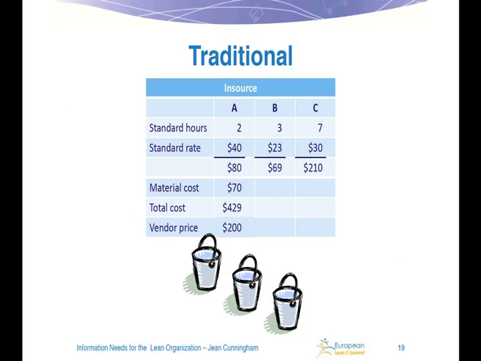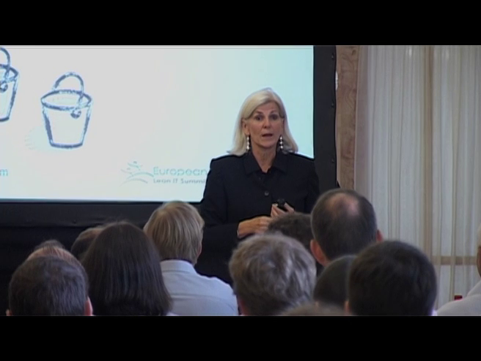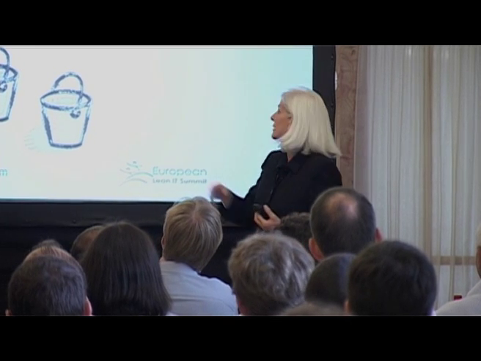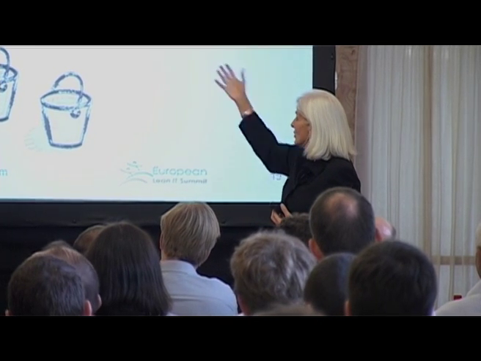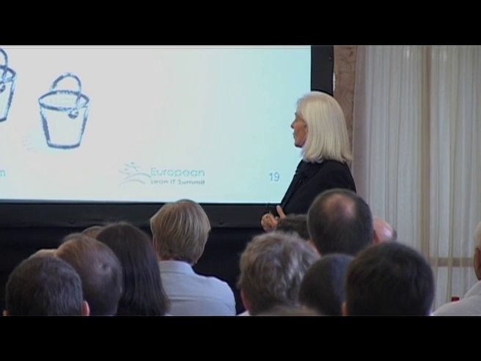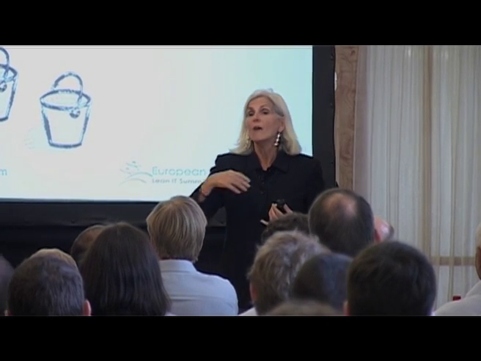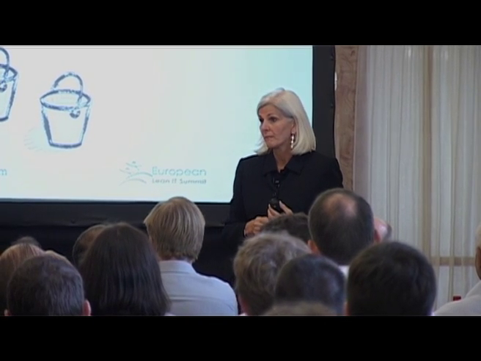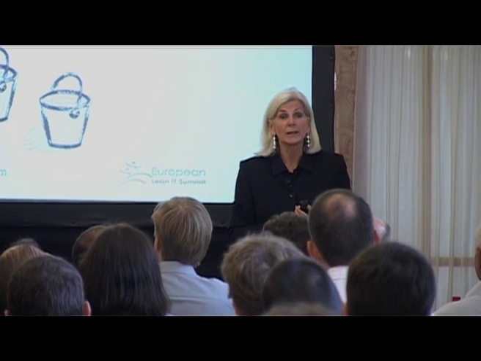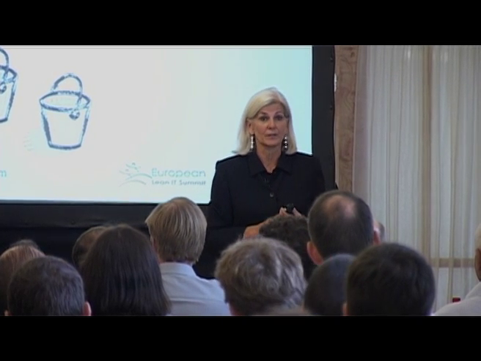Traditionally, what happens when you're going to evaluate whether you should pull a product in from outside, you take your standard hours. So let's say there's 3 functions, A, B, and C. You take your standard hours, you apply the rate associated with that work center, you come up with the labor and overhead costs, you add to it the material cost to come up with your total cost. In this particular case, $429. The vendor that we're currently buying it from charges us $200.